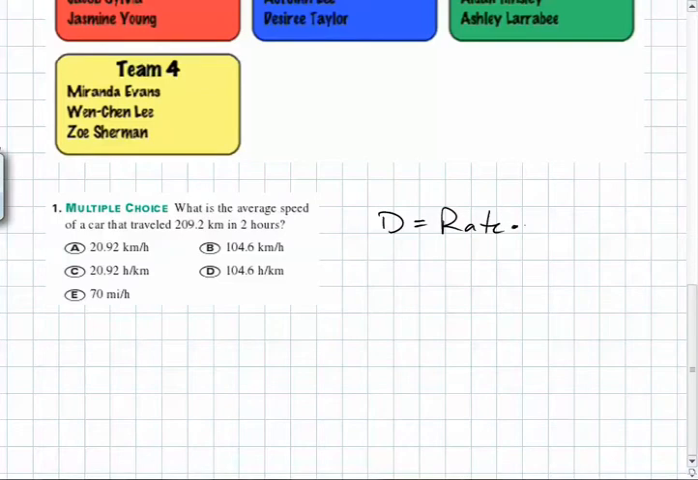You kind of know that already, even if you've never really used it before. If I am traveling 50 miles an hour and I go for 10 hours, how far have I traveled? If I'm going 50 miles an hour for 10 hours, how far have I traveled? How did you get 500 miles?